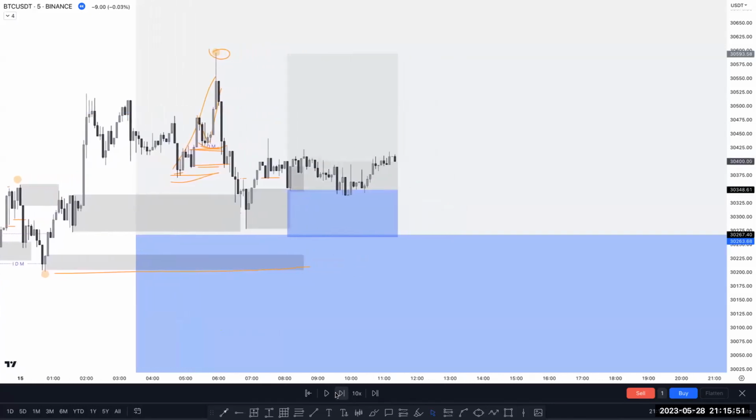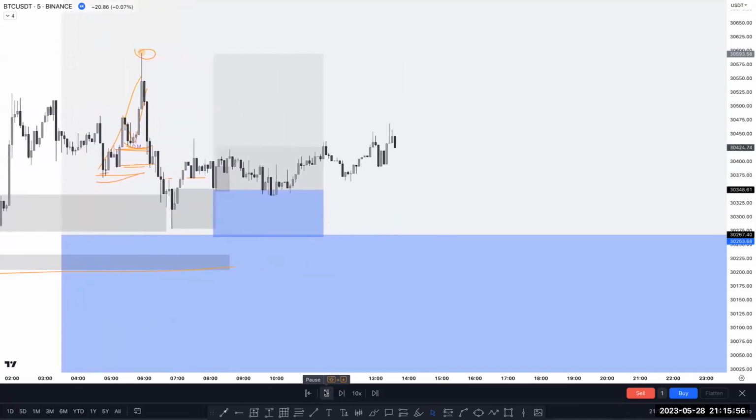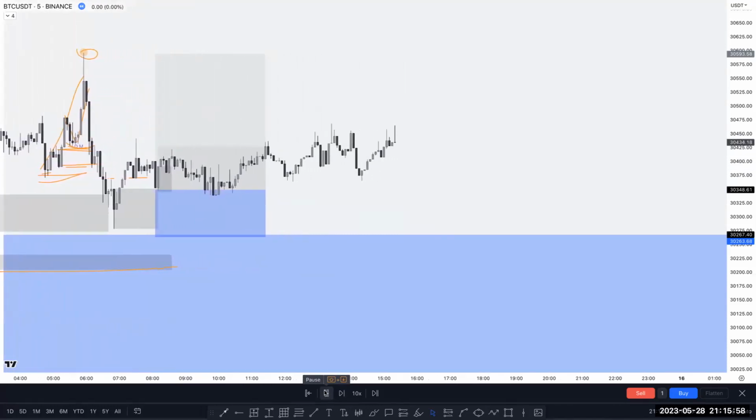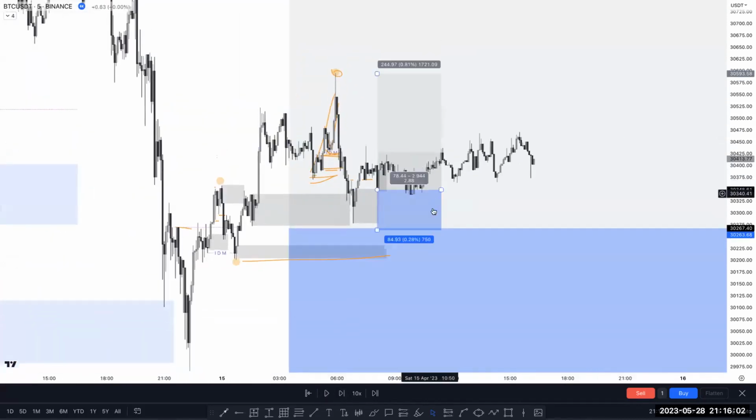Okay, perfect. So this is our entry plan here. This is our first PY and this is a decisional PY.